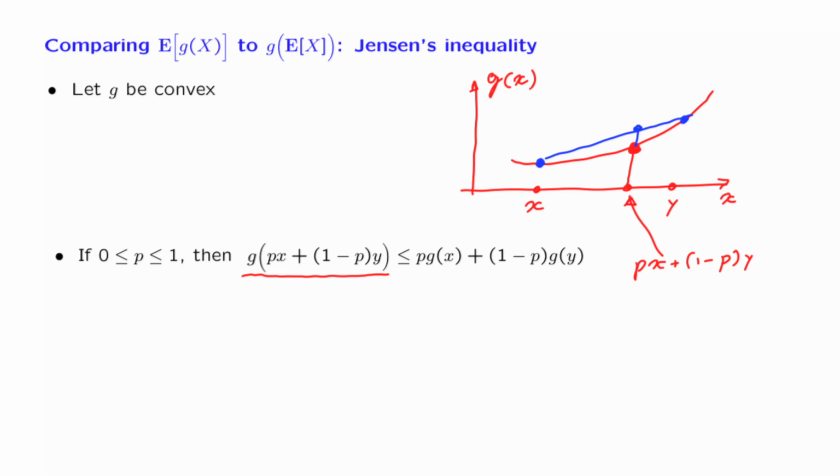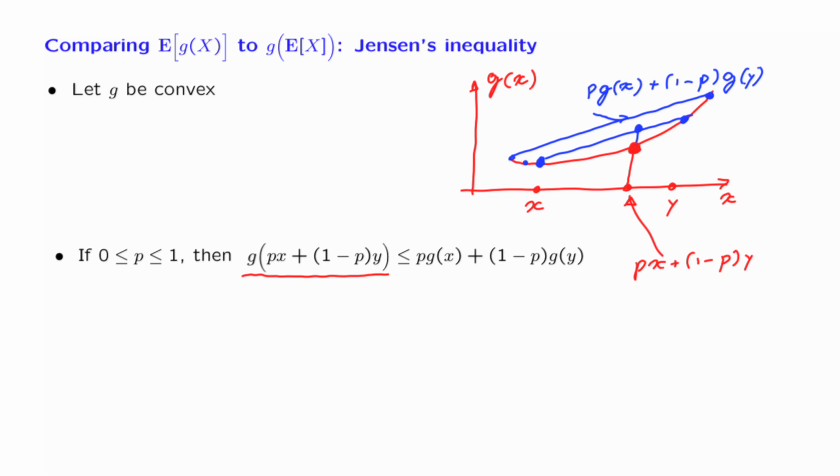This value here is the weighted average of the two values. So this quantity here is p times g of x, which is this value, plus 1 minus p times g of y. Convexity means that this value is below that value. Or in other words, whenever I take 2 points on this curve and join them by a segment, then the function lies underneath that segment. This is one possible definition.